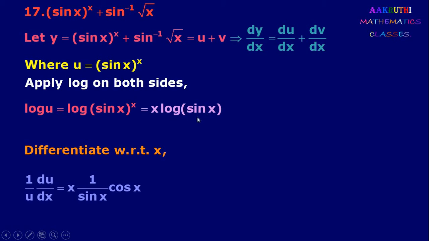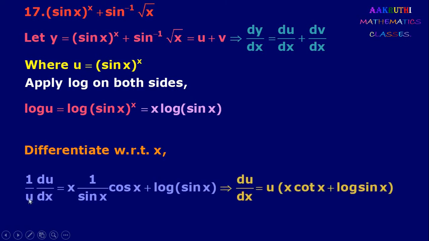You have to use chain rule. Log sin x differentiation is 1 by sin x, and again sin x differentiation is cos x. It is of the form log x, but it is not x. In place of x we have sin x plus log of sin x as it is, and x differentiation is 1. So therefore we get du by dx is, take u to this side, and here cos by sin is cot x. It is x into cot x plus log of sin x.